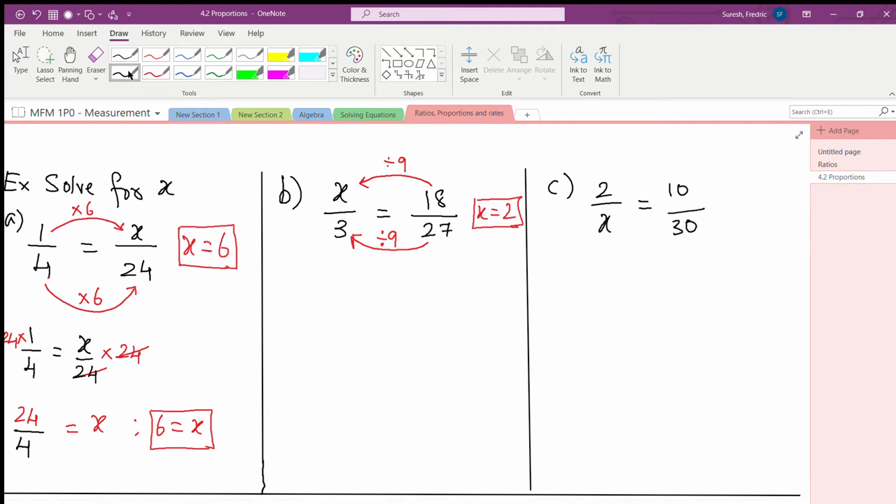You can do the same thing by the previous method, the second method we learned in the previous example. So if you have x over 3 equals 18 over 27. So what I do now is the x is being divided by the 3. So to get rid of this division, I have to multiply by 3. And what I do on one side, I have to do on the other side. Cancel, cancel. So I have x equals 18 times 3 divided by 27. 18 times 3 divided by 27 in my calculator is 2.